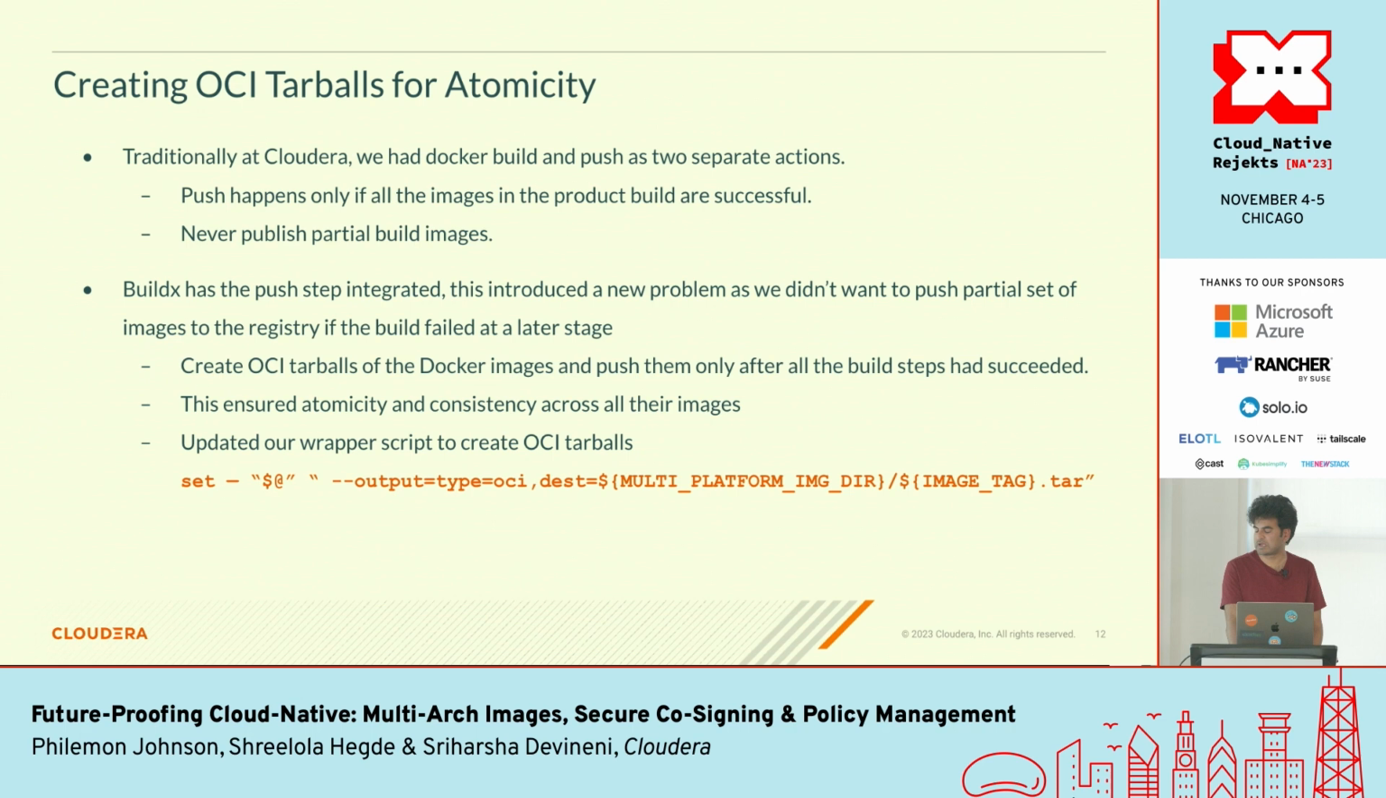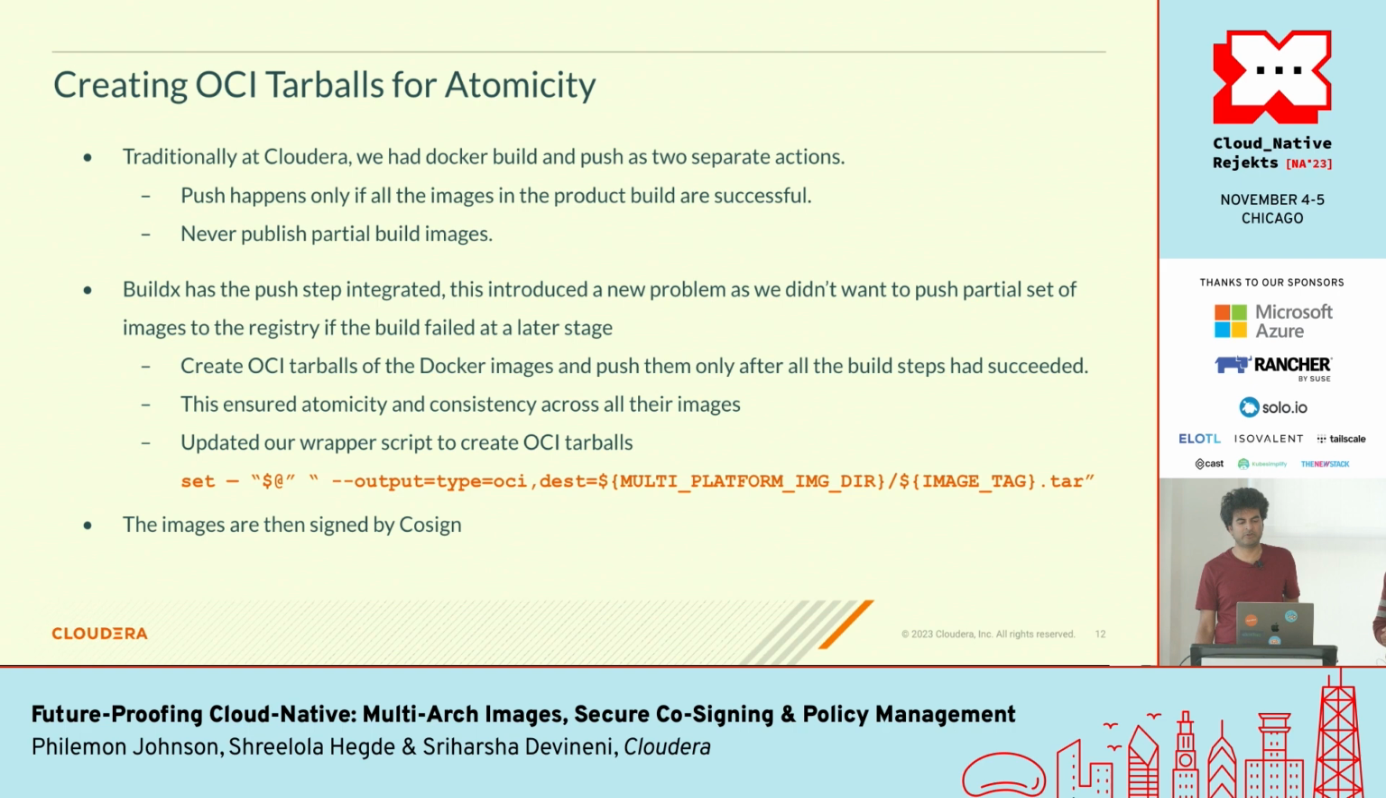This is a simple command that we had to use before generating the Docker images, and that enabled us to create OCI tarballs using BuildX and not just push images directly once an image is generated. That's the whole image generation part. Next, we need to sign the images. That's where we will see the next section.